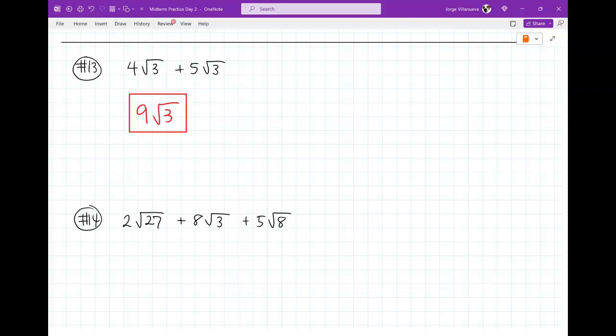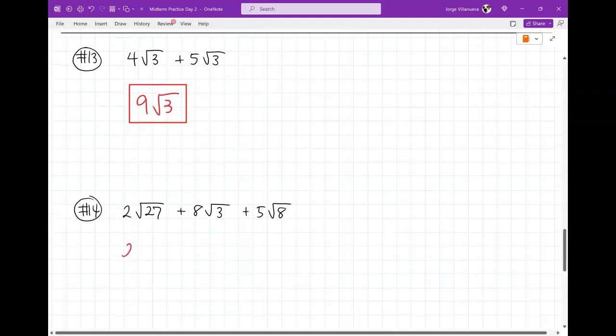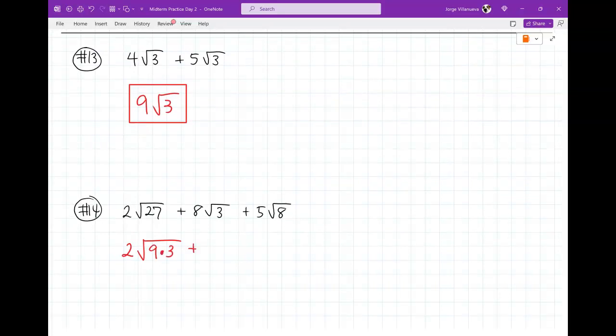Now number 14, it's the same idea, but we have to fix it. We can't just leave it radical 27, radical 8, radical 3. Like, we got to fix it. Okay? So, for 2 radical 27, I'm going to write it as 9 times 3. 8 radical 3, well, I can't really do anything with radical 3. And what can I do with radical 8?